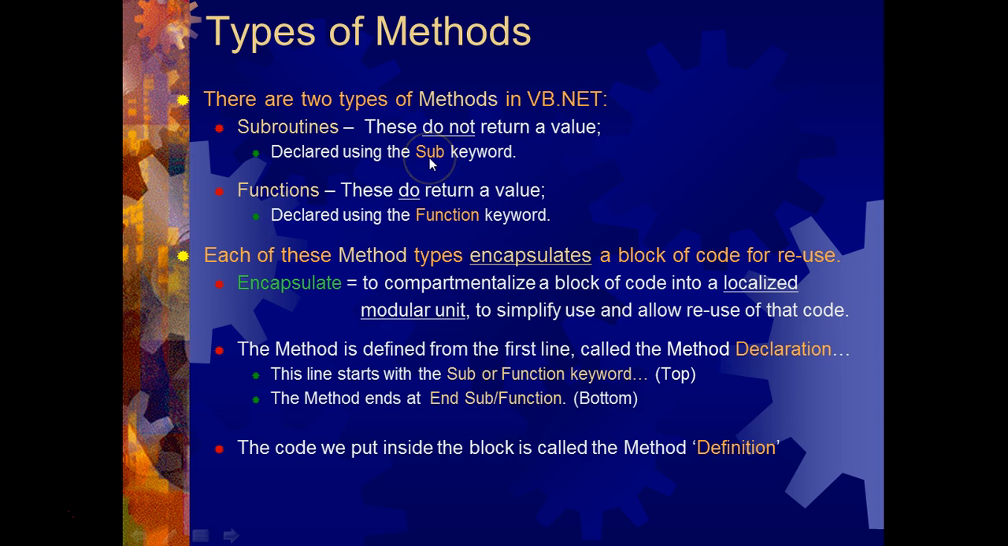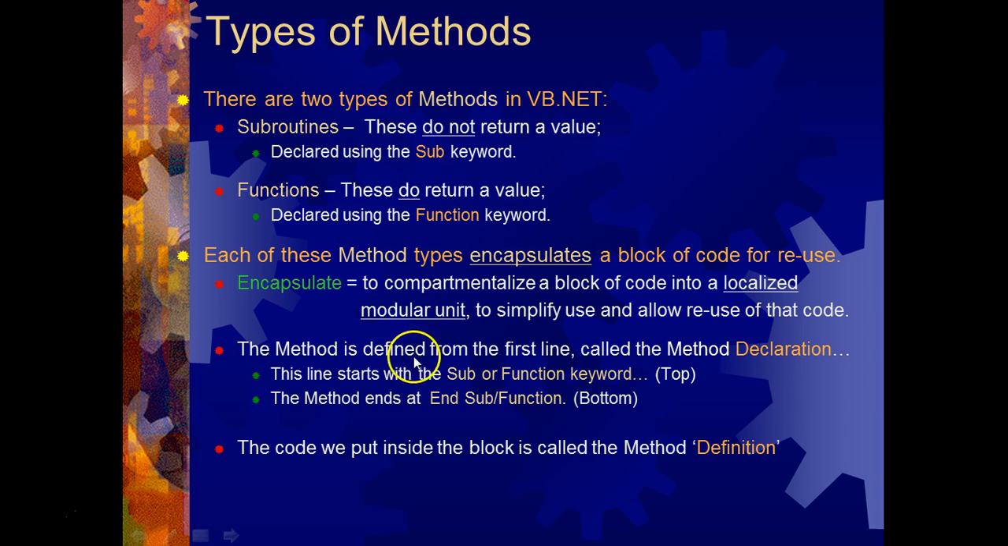We have defined our own subroutines. So we did use this. Actually, we didn't write it, but Visual Studio put it there for us. Each of these method types, subroutines and functions, encapsulates a block of code for reuse. So let's not get into that too deeply right now. Encapsulate means to compartmentalize a block of code into a localized modular unit to simplify use and allow reuse of that code.